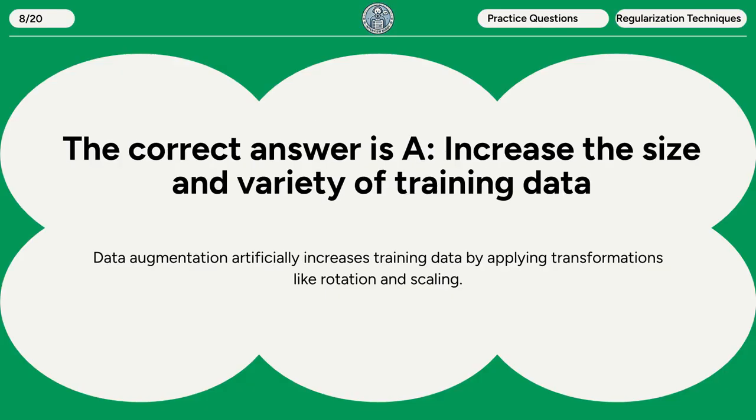The correct answer is A. Increase the size and variety of training data. Data augmentation artificially increases training data by applying transformations like rotation and scaling.